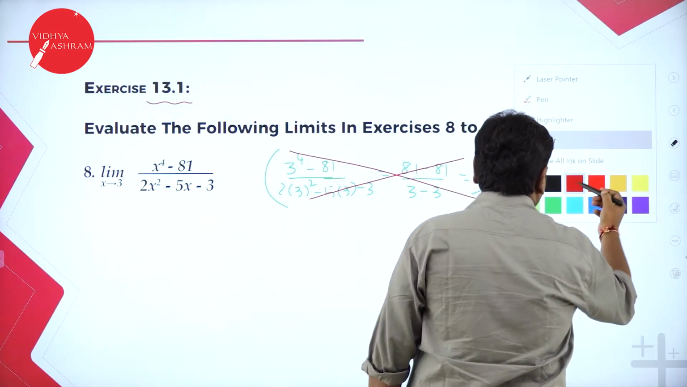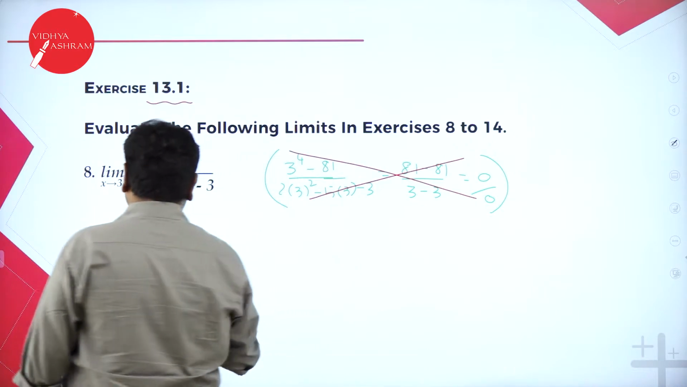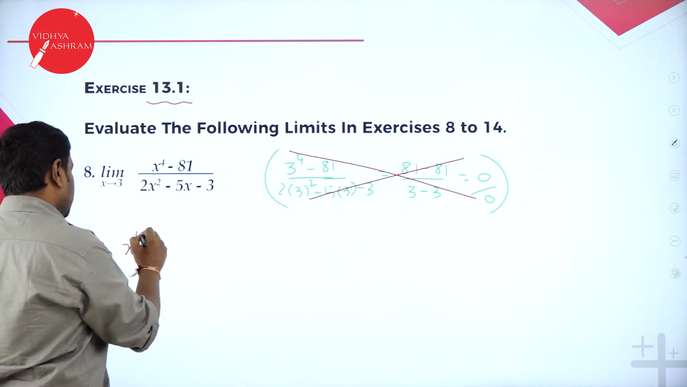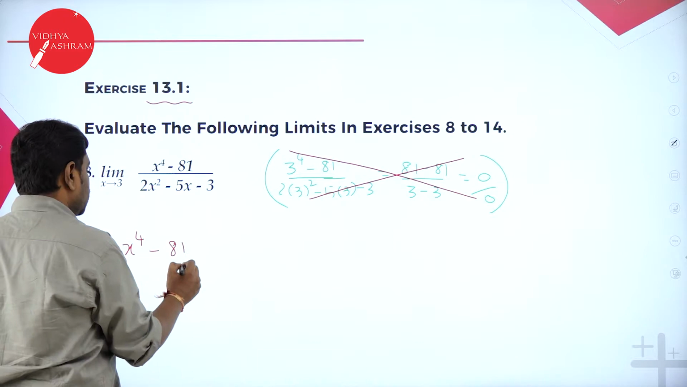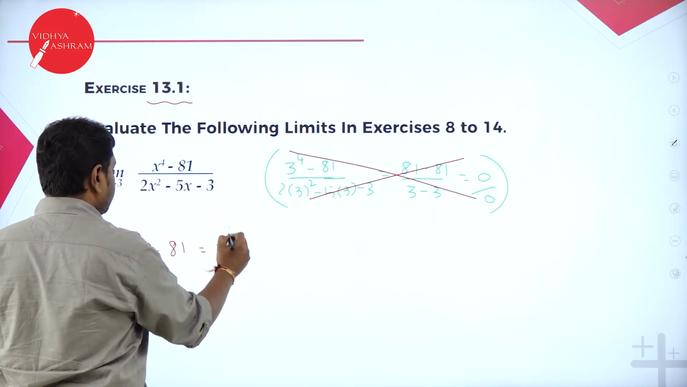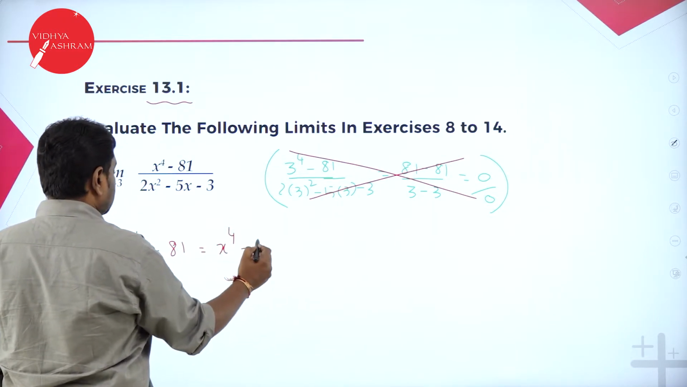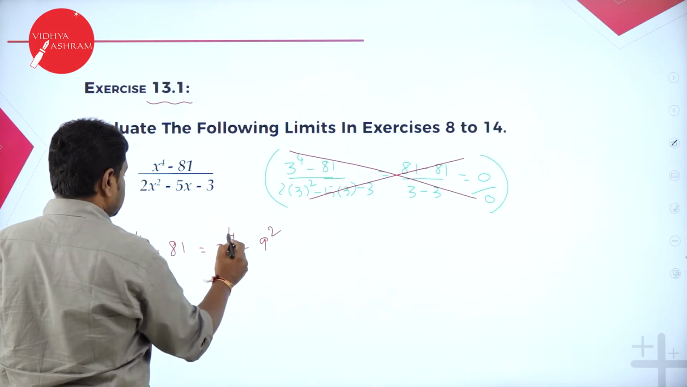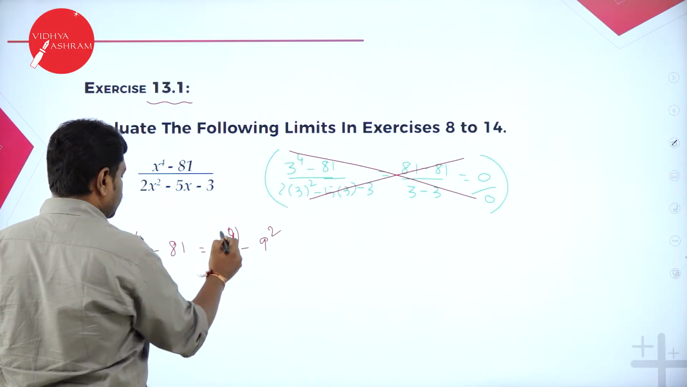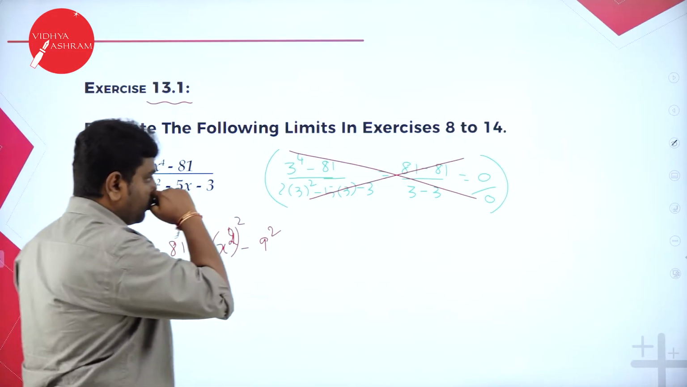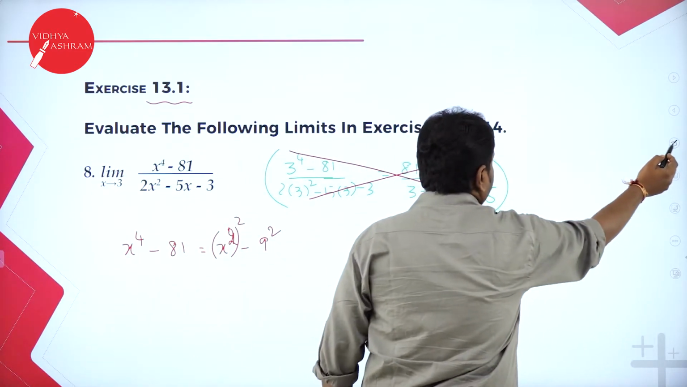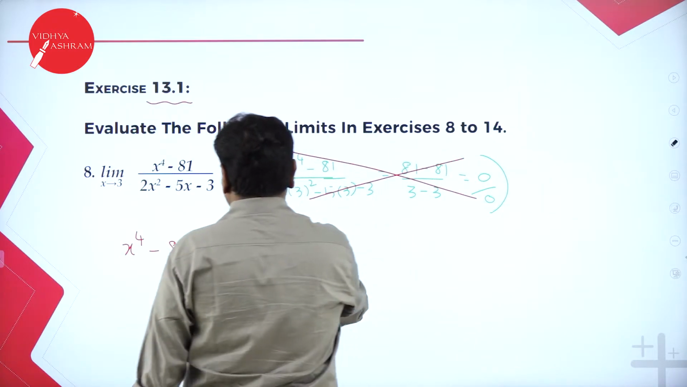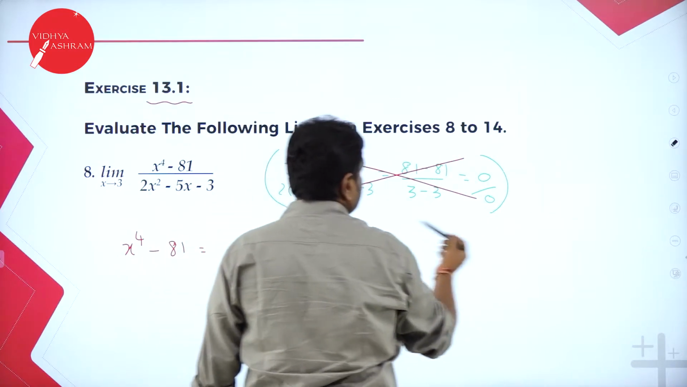So numerator we can convert it into a square minus b square form. So can I write x power 4, I am taking numerator x power 4 minus 81, can I write it as x power 4 minus 9 square? This can be written as 9 square. That is, this can be written as x square whole square. Power 4 in law of indices, power 4 can be written as whole square. So now I'll write this as x square whole square.